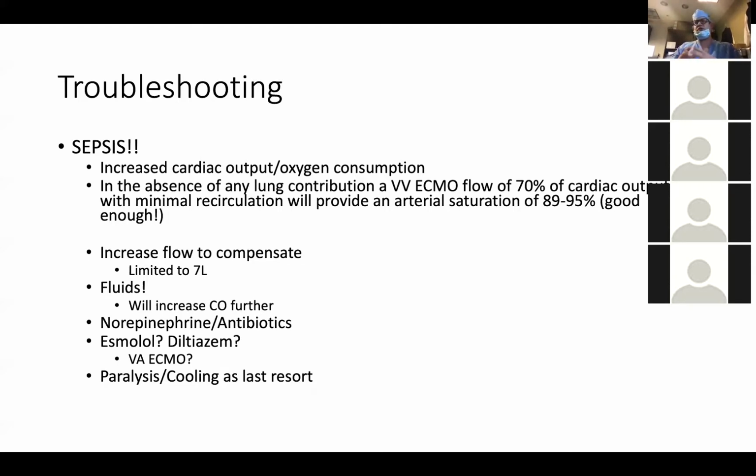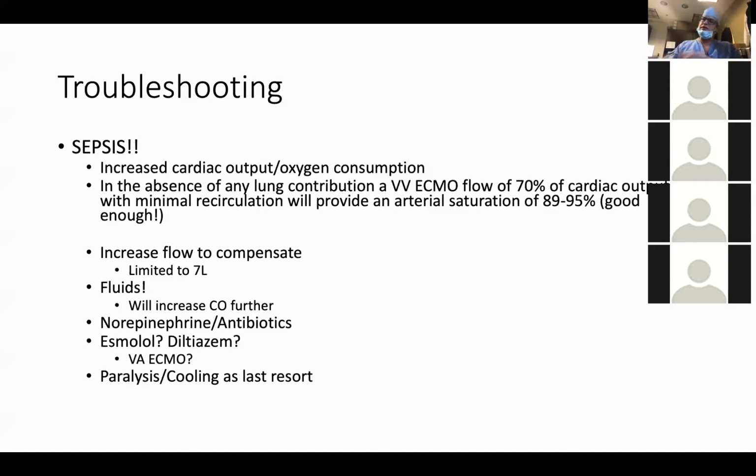Because of that heat-moisture exchanger in the ECMO circuit, you rarely have a fever. And again, as I mentioned, in the absence of even any lung contribution, as long as you hit 70% of your cardiac output, you can fully support an adult on VV ECMO. So you can increase the flow to compensate. The oxygenator is only rated for 7 liters of flow. So if your cardiac output exceeds 10 liters, I can't do that.